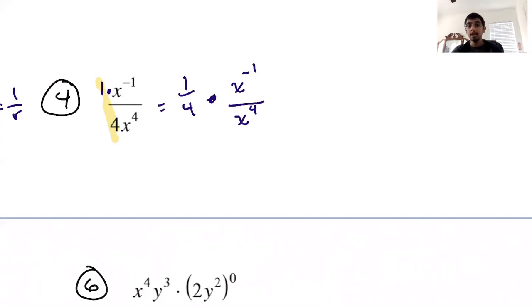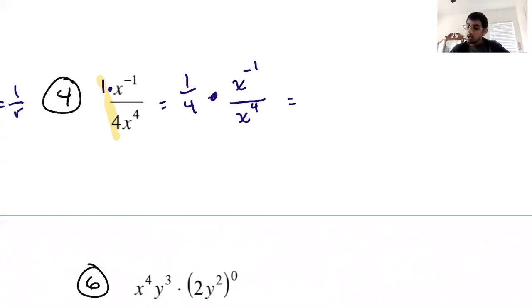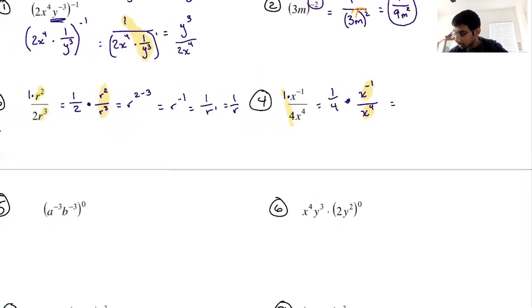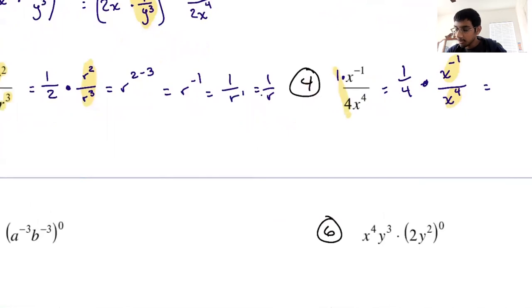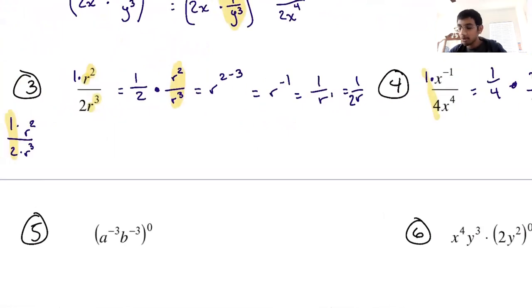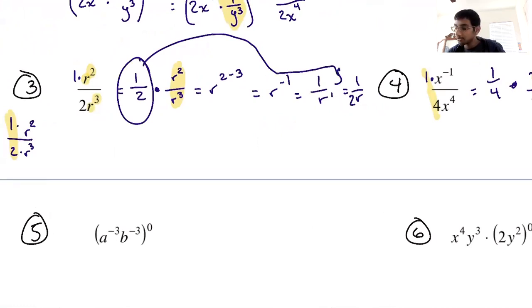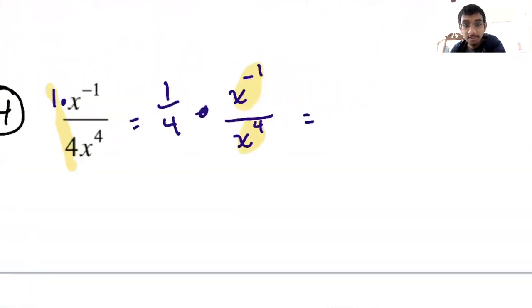Good. So now what do I do? So let's see. We have an x to the negative first here, and we have an x to the fourth. We have the same exact bases, and we just have different exponents, and it's being divided. So we could do our subtraction, or our quotient rule. Oh wait, hang on. For the last one, I forgot to put a 2 here, because I forgot to multiply this 1/2. So you're supposed to multiply the 1/2 times the 1 over r, which is equal to 1 over 2r. Sorry about that.